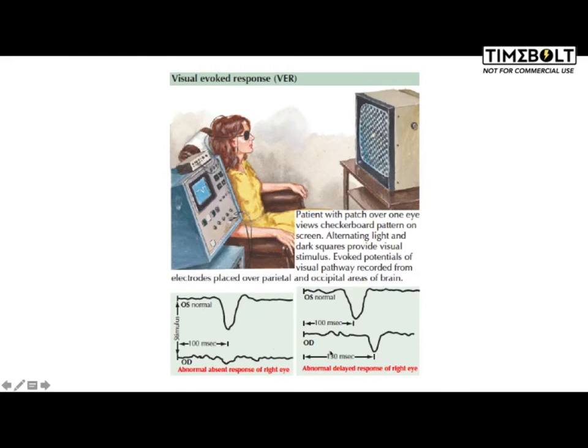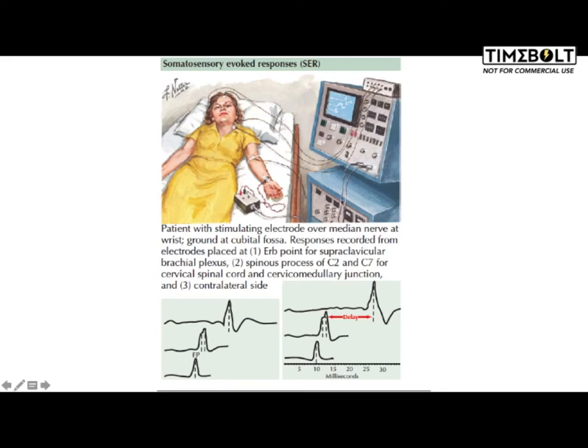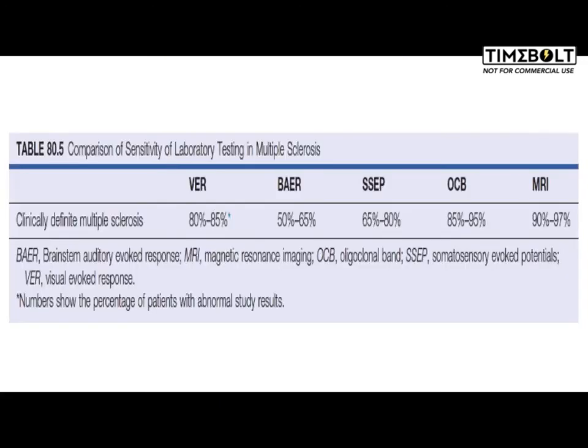These are two patients showing graphs of visual evoked responses. In one, there is an absent visual evoked response on the right side, while the other shows a delayed response. See in this graph the patient with somatosensory evoked potential, in which the median nerve is stimulated at the wrist. The recording is done at the supraclavicular area, at the spinous process of C2, and at the contralateral cortical area. So these are the responses we get in the contralateral cortex; if there is demyelination in the tracts, the dorsal column and medial lemniscus system, then there will be a delayed response. Comparison of sensitivity of the different tests.